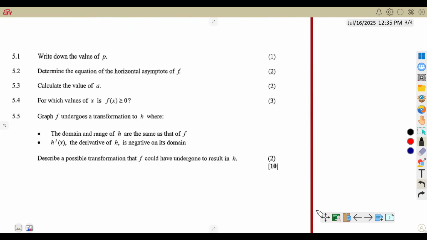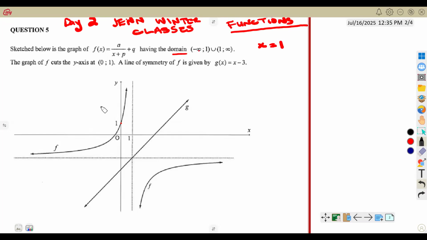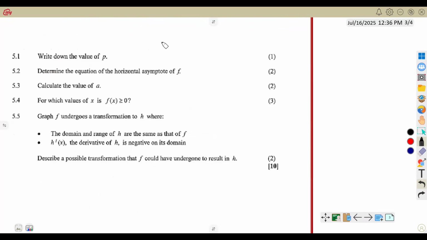If we check from our question, this p is obtained in the denominator, and we use this to get the equation of the vertical asymptote. So we equate the denominator to 0. That is our question 5.1. The equation of the asymptote: we equate the denominator, which is x plus p, to 0. So our x is equal to minus p.